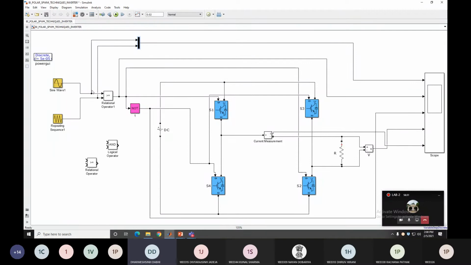Okay. So now you can see that here through this mux block, I compare both the signals, sine wave and triangular wave, so that you can see here in the scope also. The first input I give to the scope is a combination of both the signals, sine wave and triangular wave. The second parameter I measure is the output of this relational operator. Clear? And the third one is the output of this NOT logical operator. It means that is the gate pulse of S3 and S4. And the second one is the gate pulse of S1 and S2.